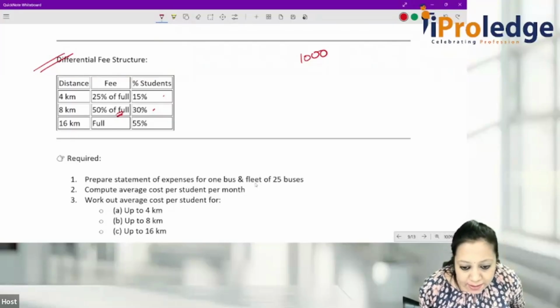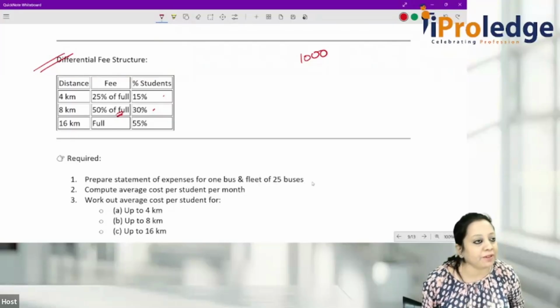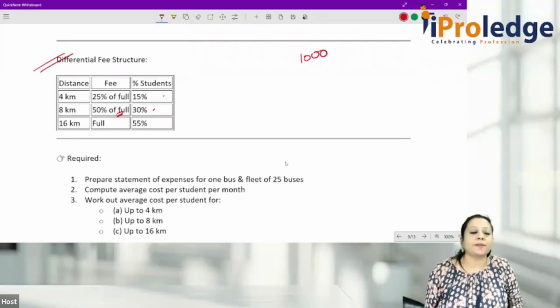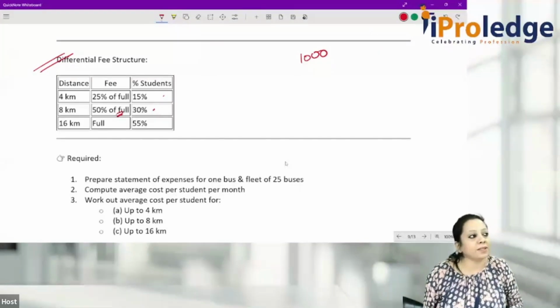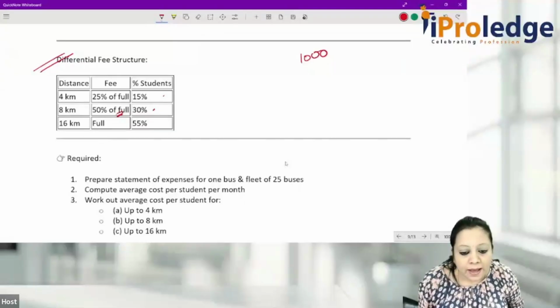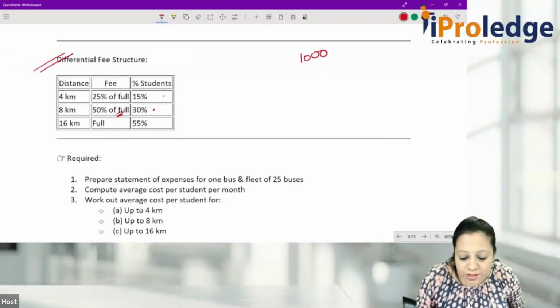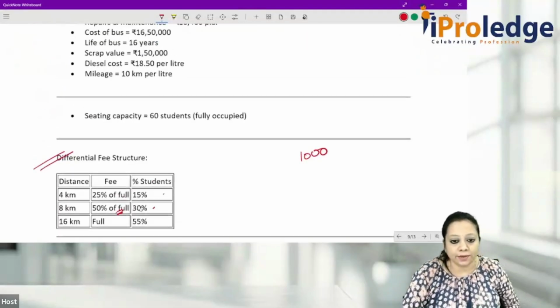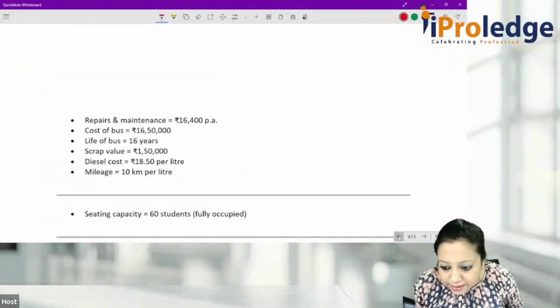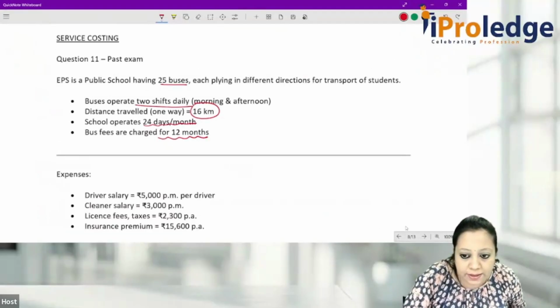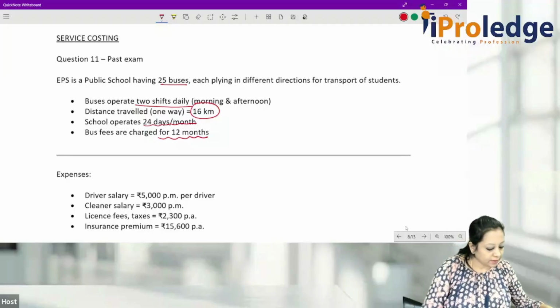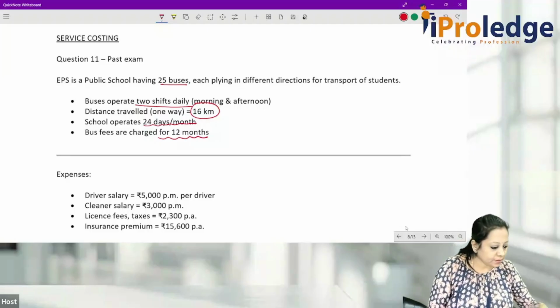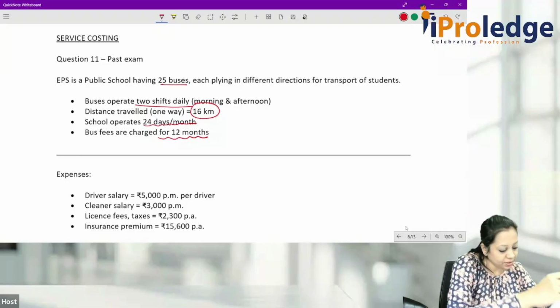Prepare a statement of expenses for one bus and for the fleet of 25 buses. That means for one bus also we need to do all the computation. For 25 buses also we need to do all the computation. Average cost per student per month we need to do. Work out the average cost up to 4 kilometers, 8 kilometers, and 16 kilometers. I don't know why, one piece of missing information is here. We'll make sure that it is entered into the uploaded records. So I'll tell you what information it is.